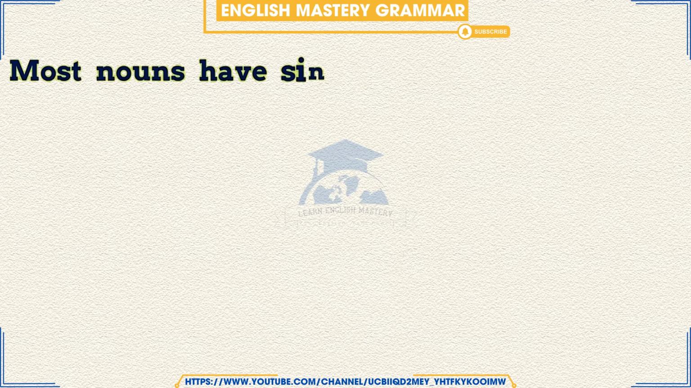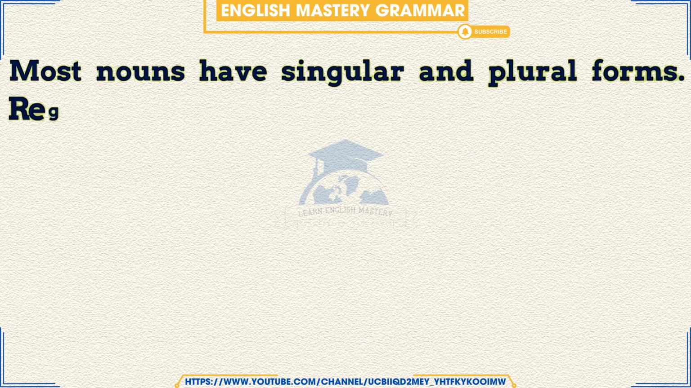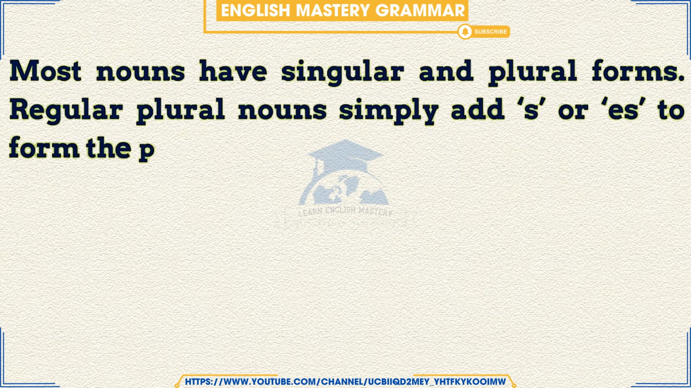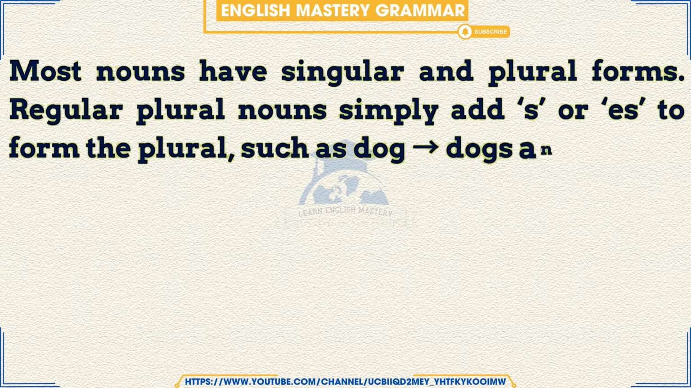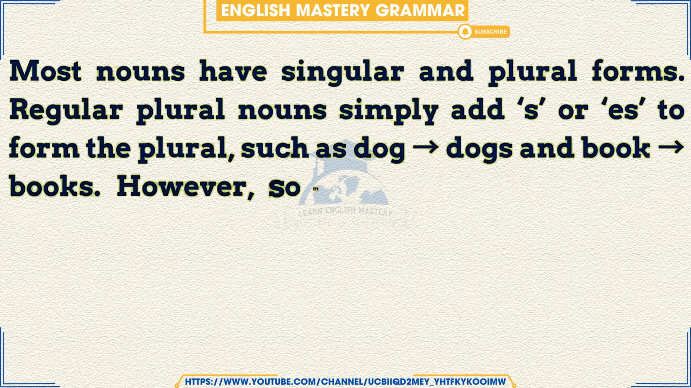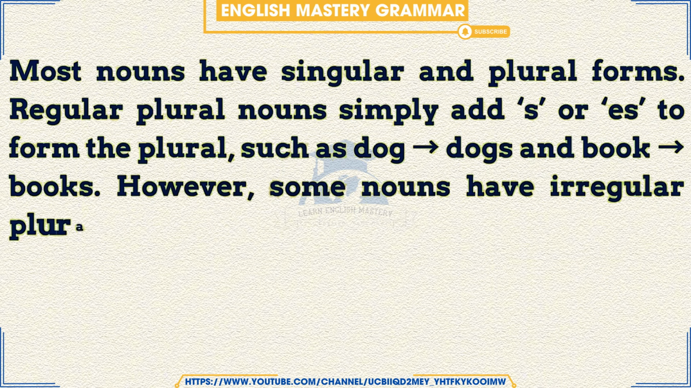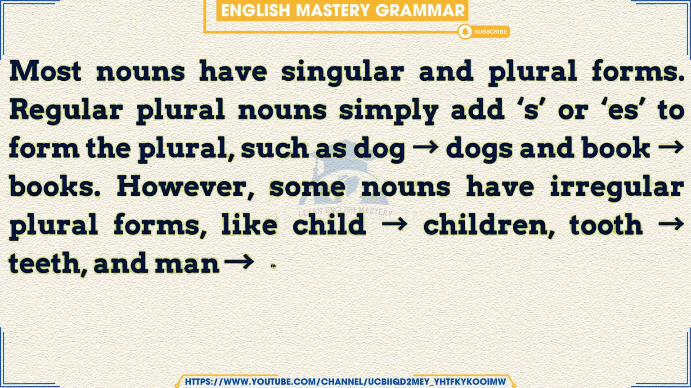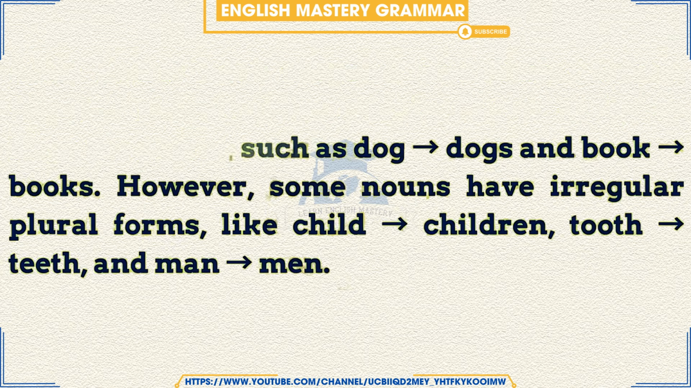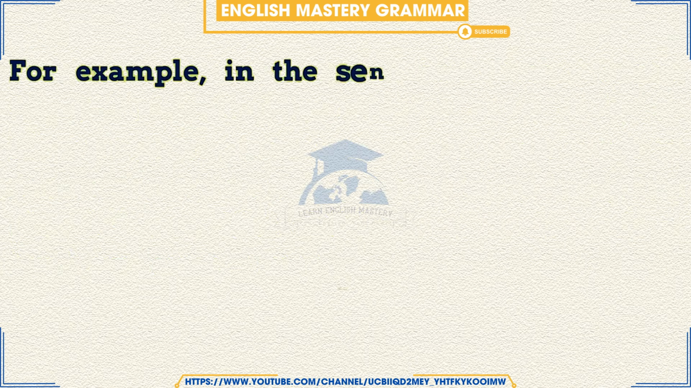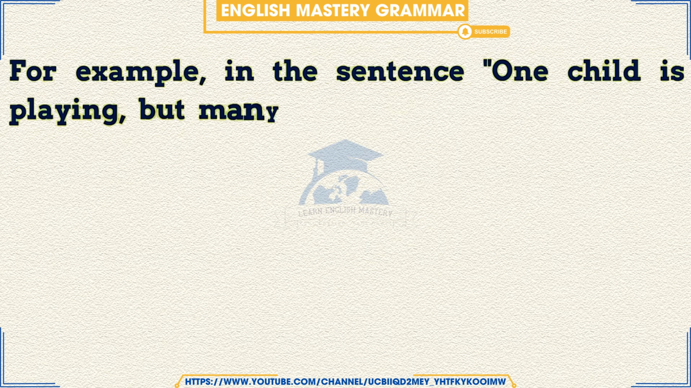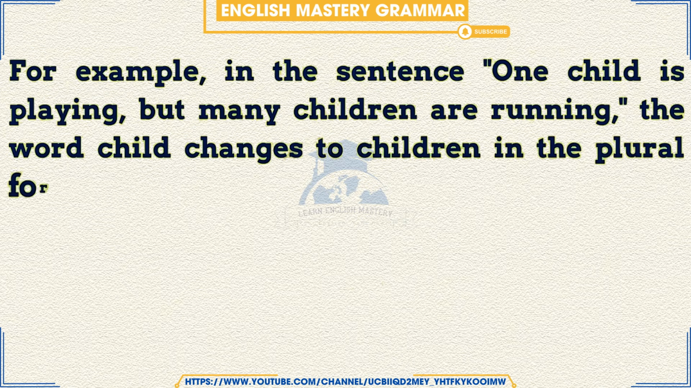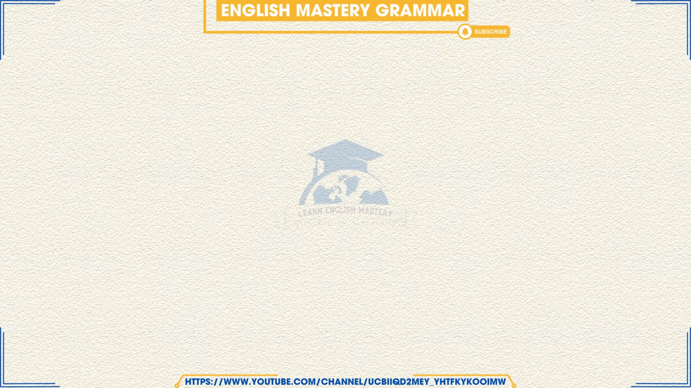Most nouns have singular and plural forms. Regular plural nouns simply add -s or -es to form the plural, such as dog, dogs, and book, books. However, some nouns have irregular plural forms, like child, children, tooth, teeth, and man, men. For example, in the sentence, "One child is playing, but many children are running," the word child changes to children in the plural form.